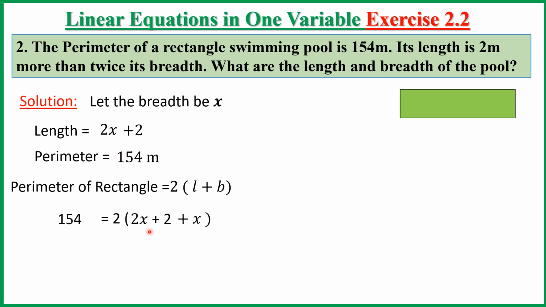So here 2x, here is 1x. X means 1x. So we can add it together. That is 2x plus 1x equals 3x. So 154 equals 2 into 3x plus 2.